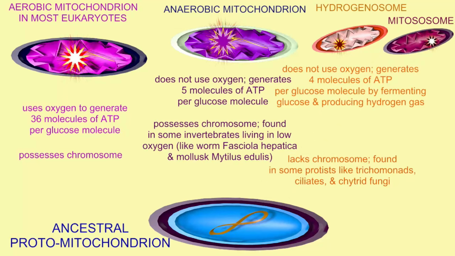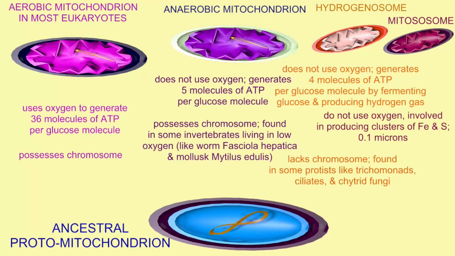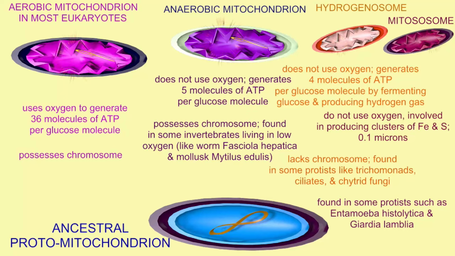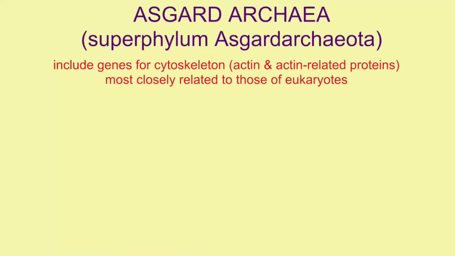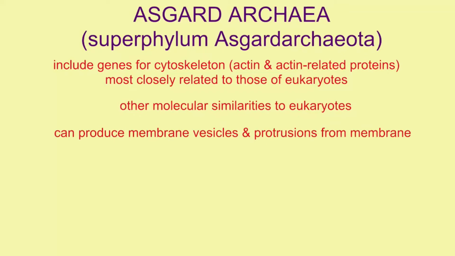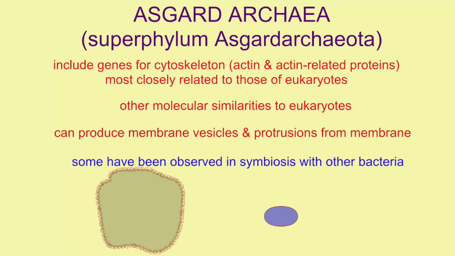There are also very small structures known as mitosomes, which do not use oxygen and produce clusters of iron and sulfur atoms, known as iron and sulfur clusters, that are found in some protists, including some of the most primitive protists like Giardia. In fact, while the ancestor of mitochondria was probably capable of using oxygen, it might have been the production of hydrogen gas, which was originally what benefited the host cells.